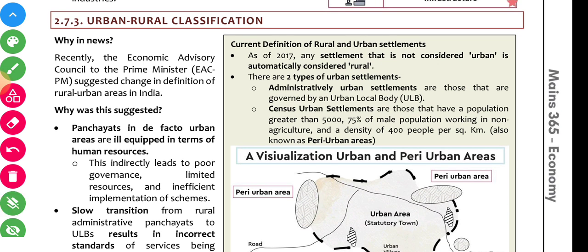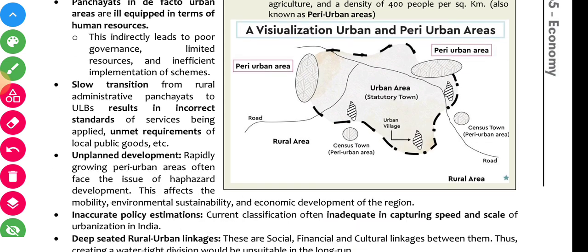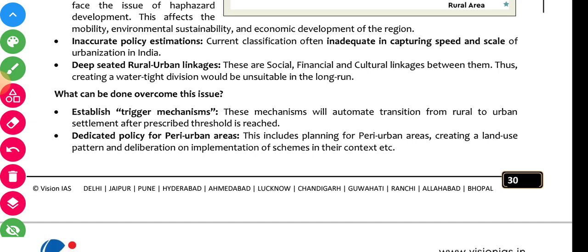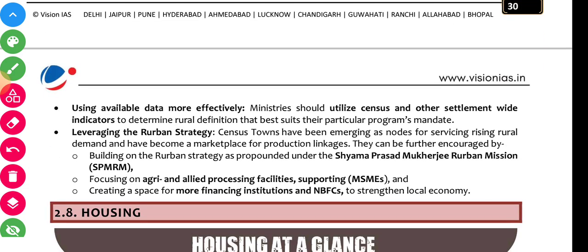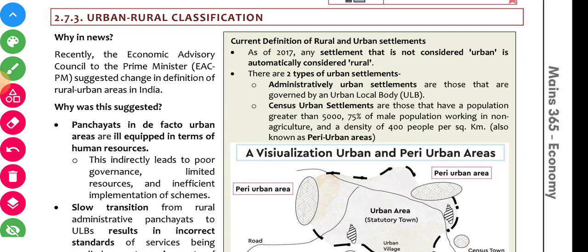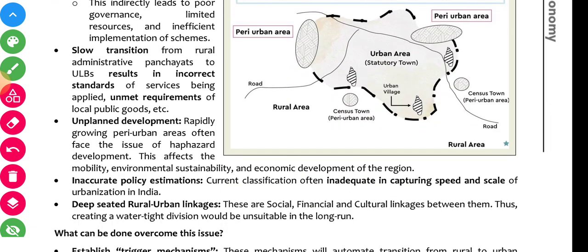Next is urban rural classification. Not necessary to remember point to point about this news. What are the key challenges and issues as well as the way forward for this urban rural classification? These are the key ideas related to this scheme, this news.